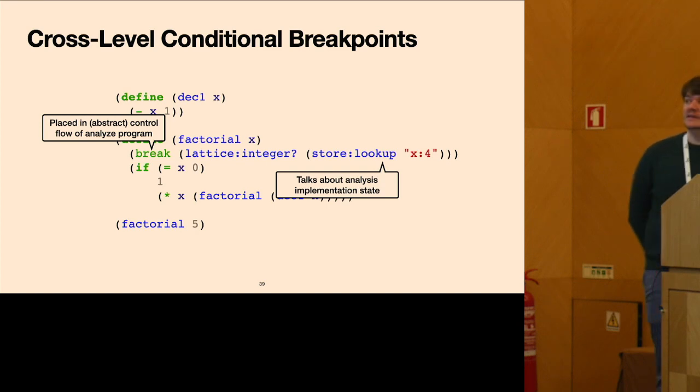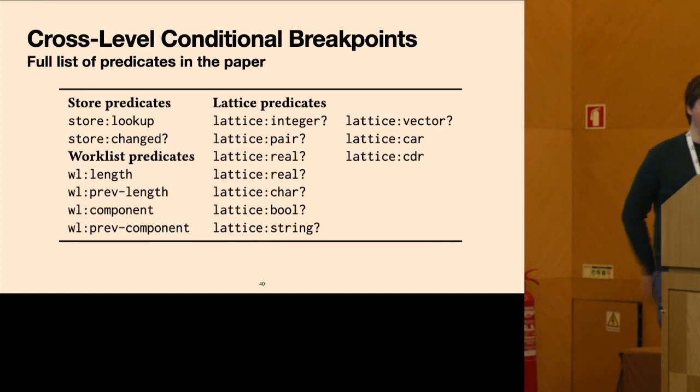And secondly, even though the breakpoints are placed in the analyzed code, they talk about the analysis implementation. Here we refer back to a structure of the analysis itself, mainly the store. So the breakpoints are not just conditional breakpoints about the input of our static analysis, but they actually cross the boundary between the input program and the static analysis implementation. Of course, we have more predicates, but you can find a full list of these predicates in the paper.